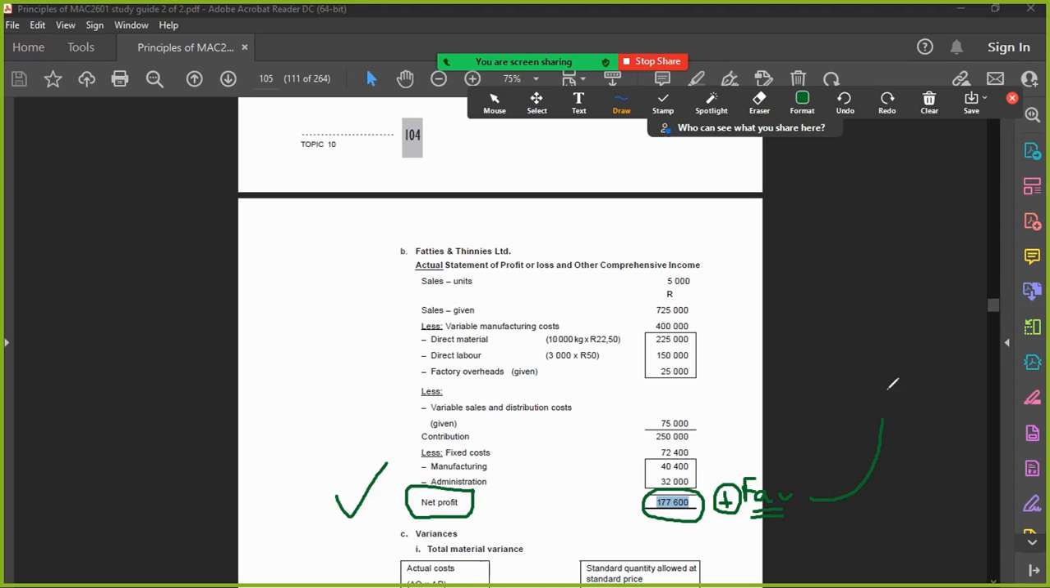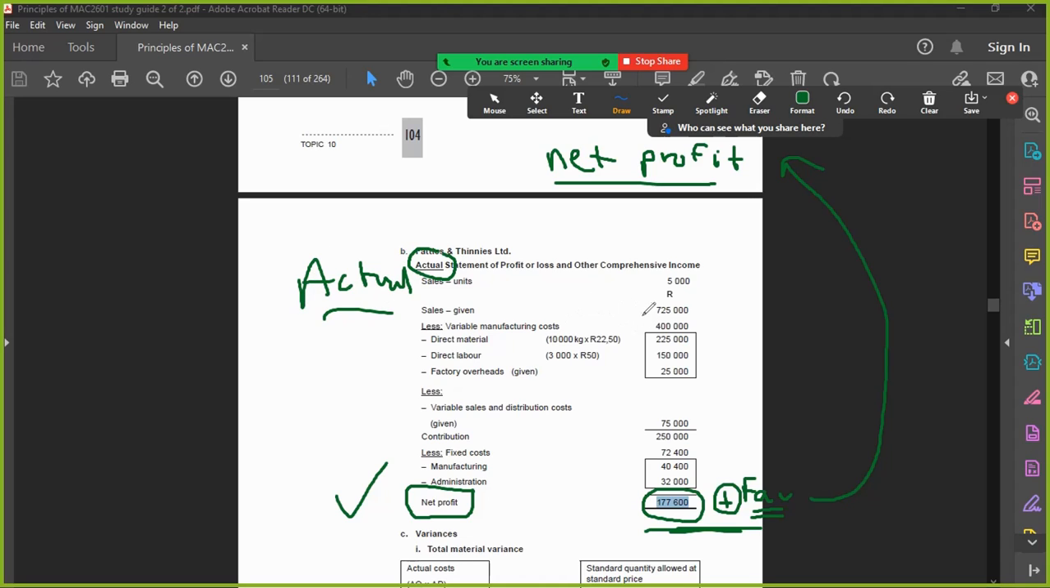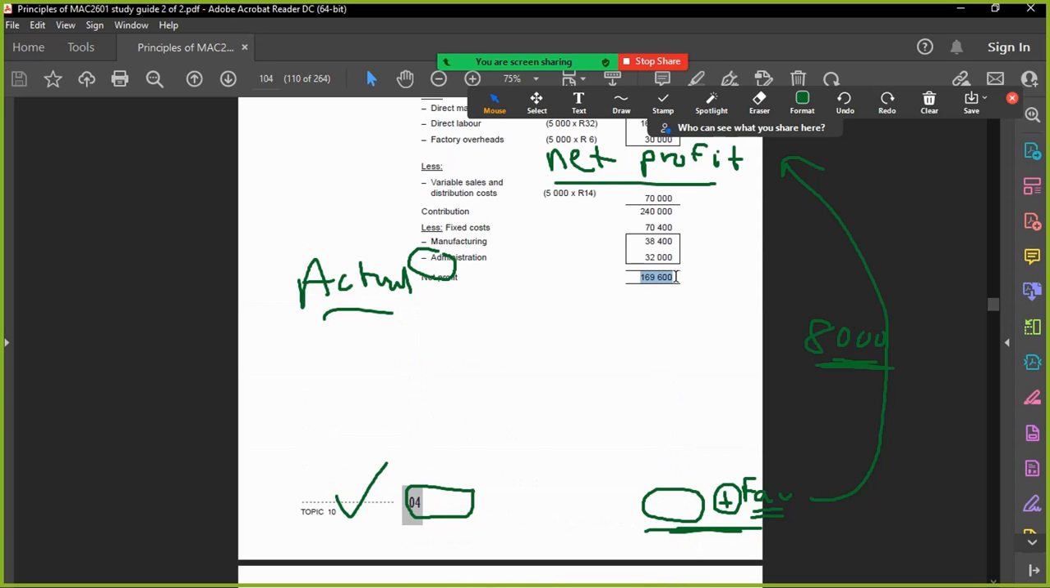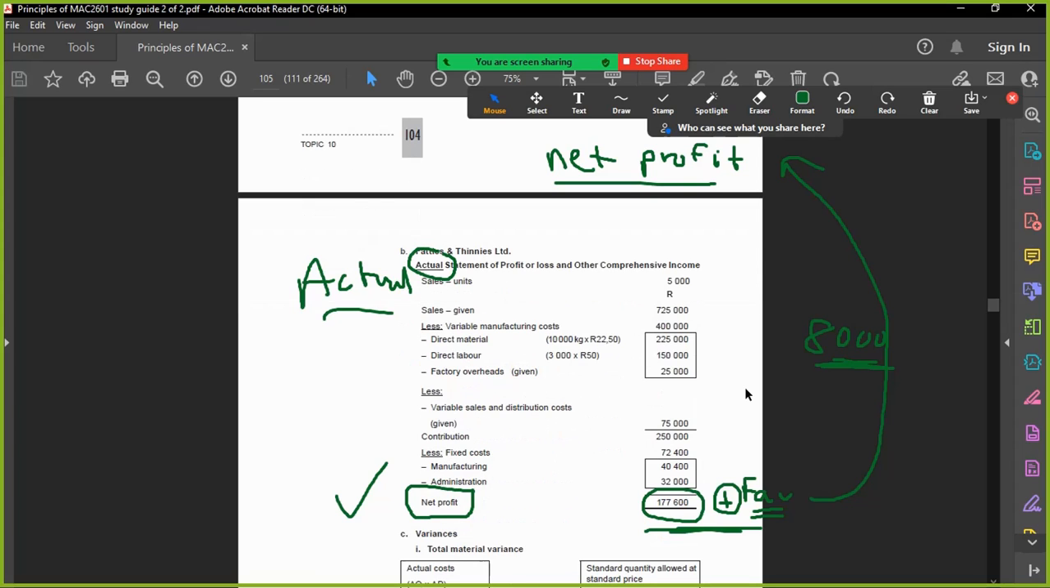When you're looking at a recon, at the bottom we saw a net profit that was less than what we expected. Now we have a variance here that is more than what we expected, and this is the actual. Looking at the solution we saw earlier, there's an 8,000 Rand difference. 177,600 minus 169,600 should give you 8,000, hey? Yes, it does.